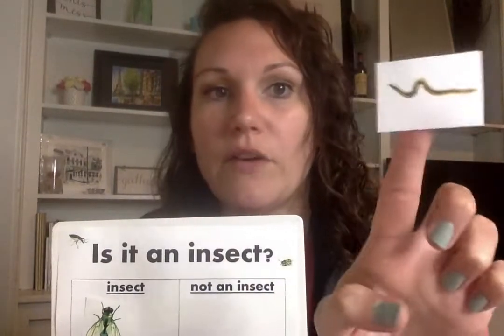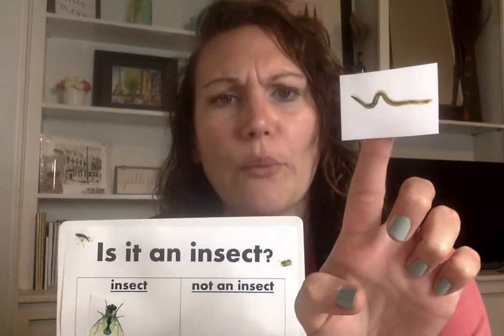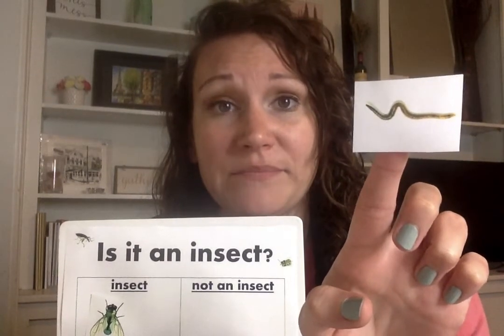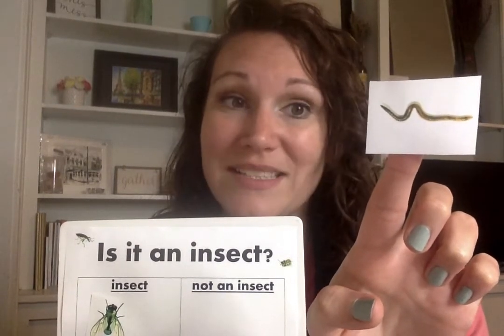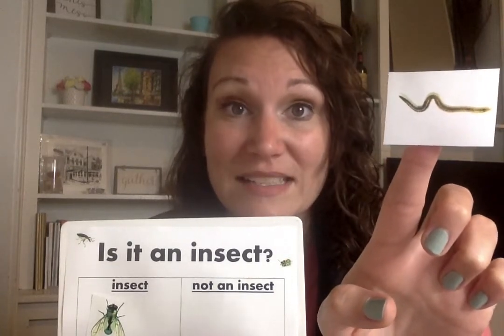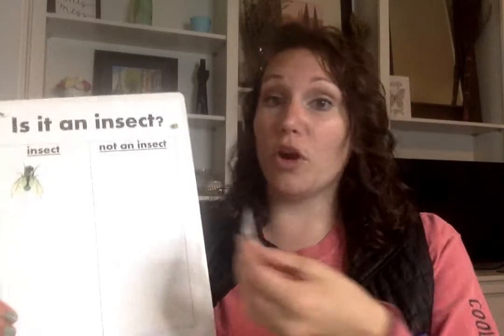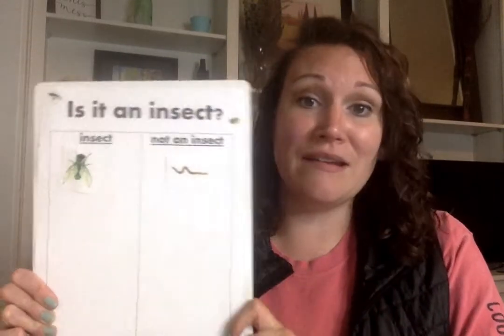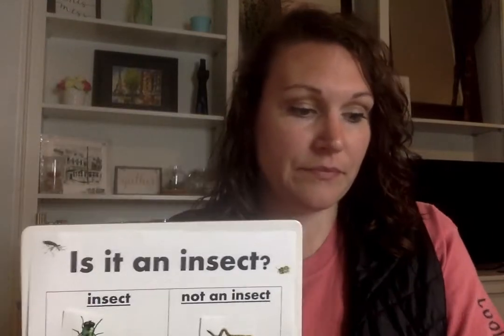Ooh, next I have a worm. Is a worm an insect? Does it have a head, a thorax, and an abdomen? No, it doesn't. And does it have legs? No. So is it an insect? No, a worm is not an insect. It is a bug, but not an insect.